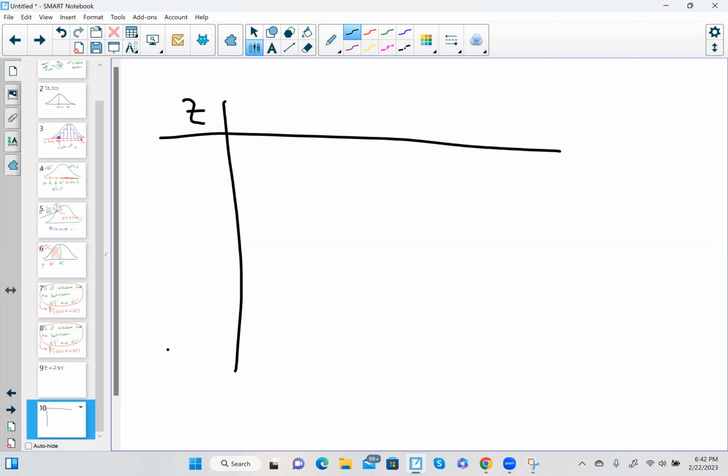So what you'll notice is there's a column that says Z. Down on the side, we found the number 2.8. And if you look across the top, you'll see 0.00, and then 0.01, 0.02, 0.03, and so forth, 0.04, 0.05. The last number up there is 0.09.